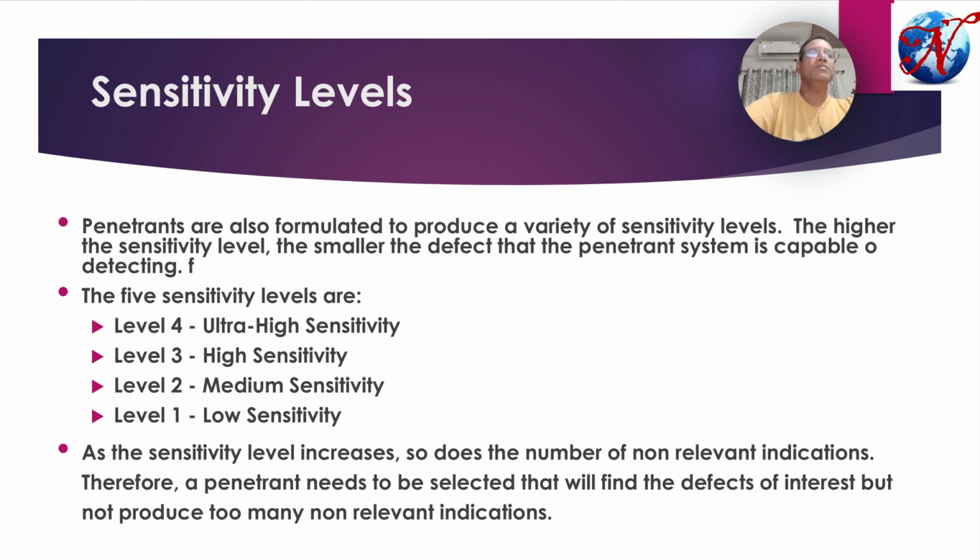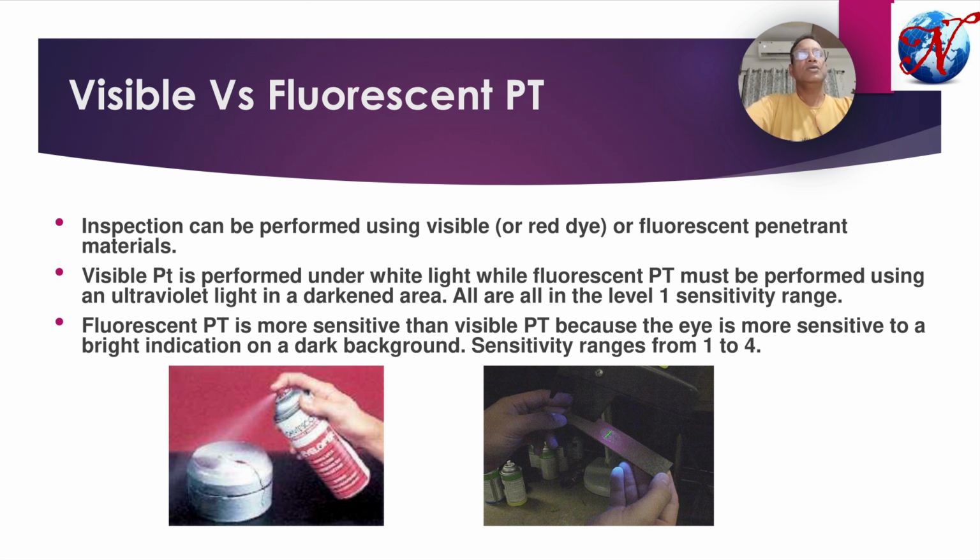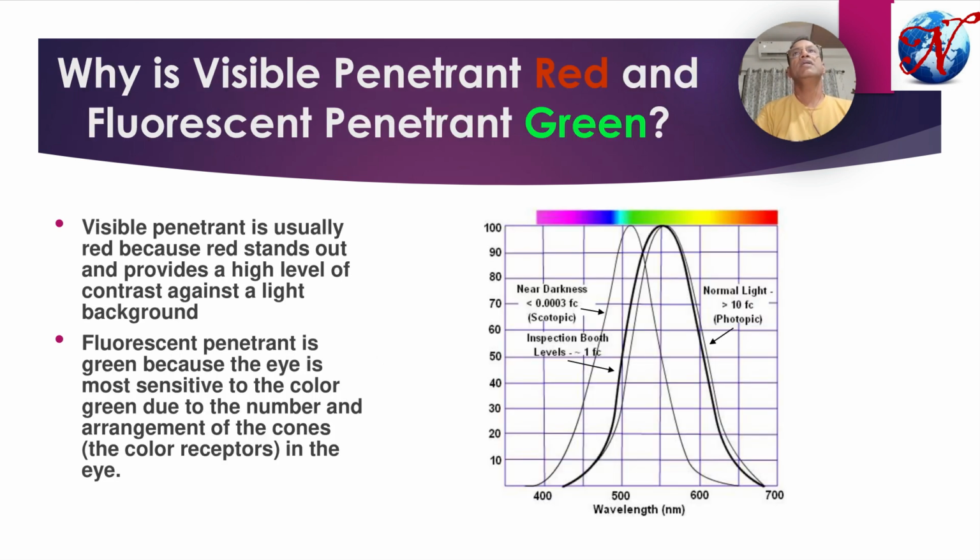When we use visible and fluorescent penetrants in parallel on two different parts during inspection, from the quality and sensitivity point of view, the fluorescent penetrant will give you the maximum level of quality compared to the visible dye, because visible penetrant is performed under white light while fluorescent penetrant is performed under ultraviolet light. Why is the fluorescent penetrant much more sensitive compared to the visible dye? Because visible penetrant is usually red, and red stands out and provides a high level of contrast against a light background.